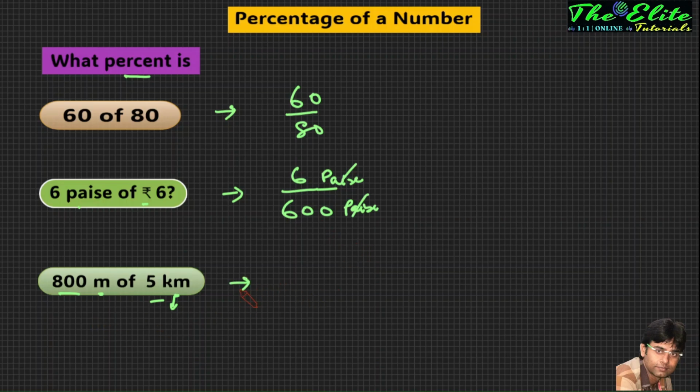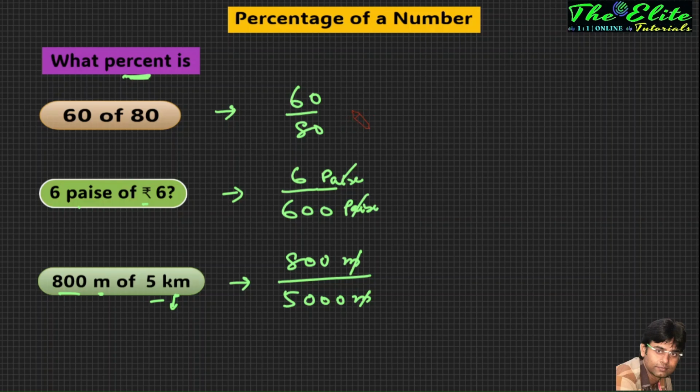800 meter of 5 kilometer means 800 meter out of 5000 meter, because 5 kilometer is equal to 5000 meter. So first you think like that. Okay, so this is going to be cancelled here as well. 60 by 80, 6 by 600 or 800 by 5000, they all are fractions. Now if it is a question of finding the percentage of this, you have to use the conversion method from fraction to percent, and you will get the answer.